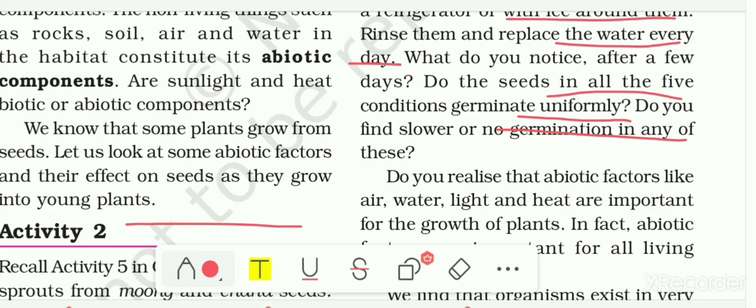The seeds which are kept submerged in water and the dry seed did not germinate. And the seeds which are placed in a dark room will also not germinate properly. So we can say from this activity that the seed needs air, water, heat and sunlight in proper proportion, or you can say in proper amount, for germination.